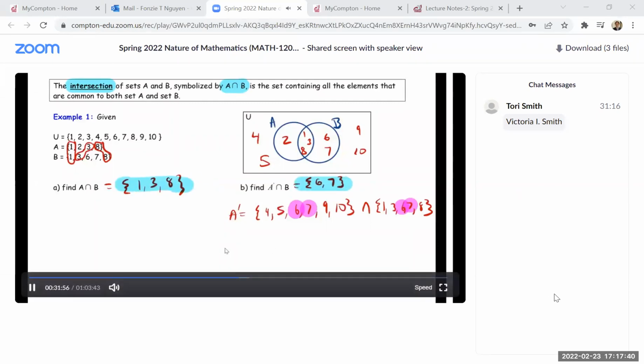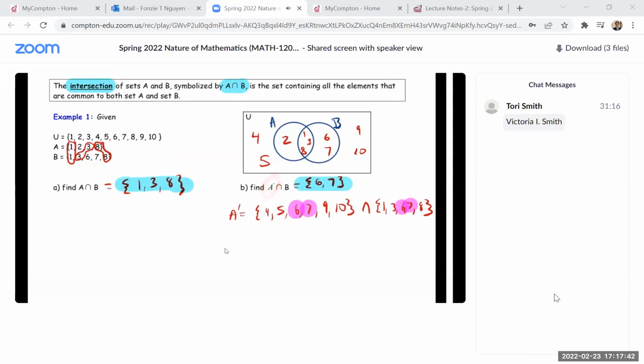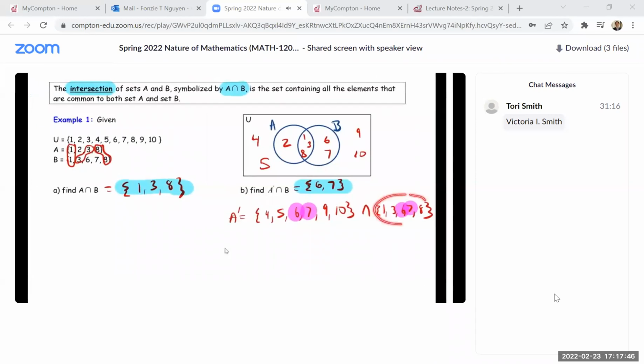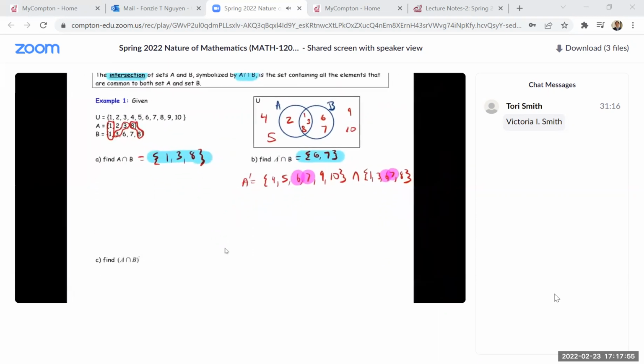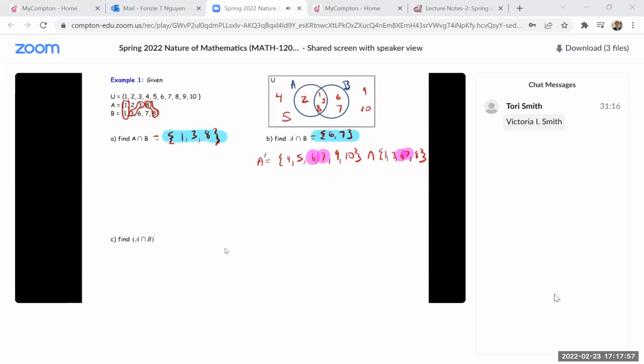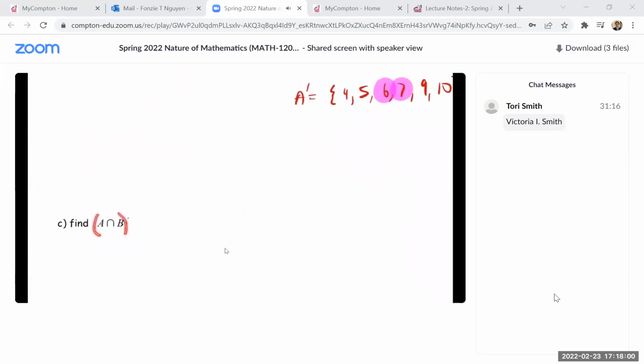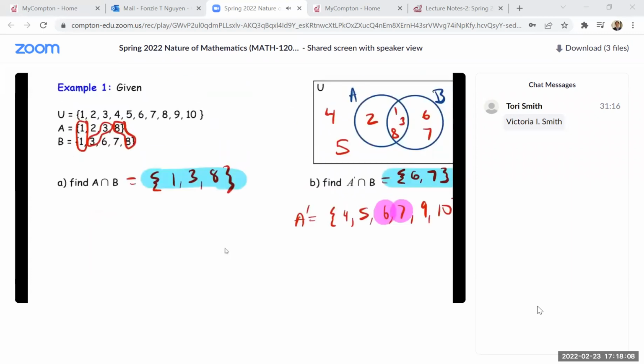All right, so first thing we had to do is find a complement. That was this set, everything outside of set A. Then we had to find set B, which is just given to us over here. And then you just find the intersection of those two sets. That means what they have in common. All right, this one, notice that the complement is outside of the parentheses. So first, it's like order of operations. You do the parentheses first. We already did it though, right? 1, 3, 8.